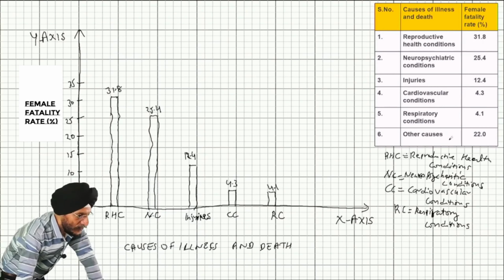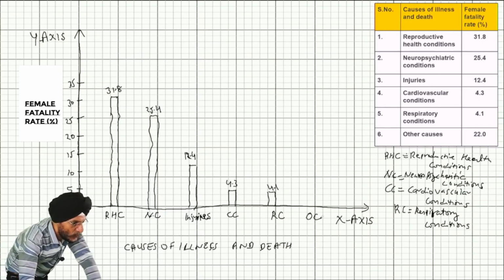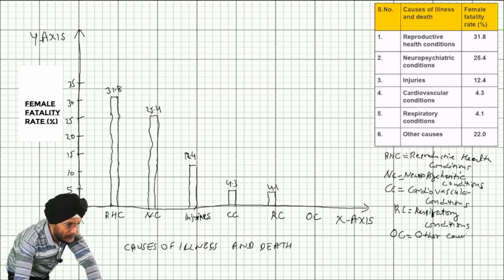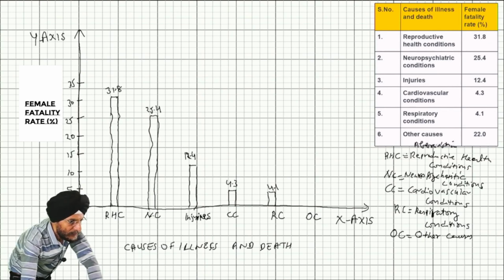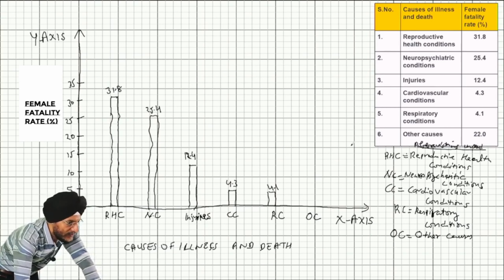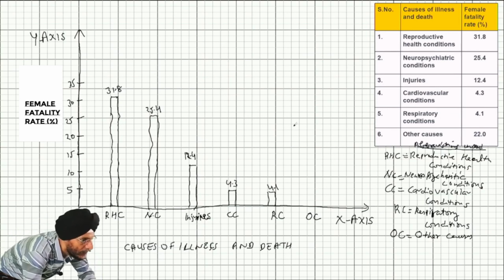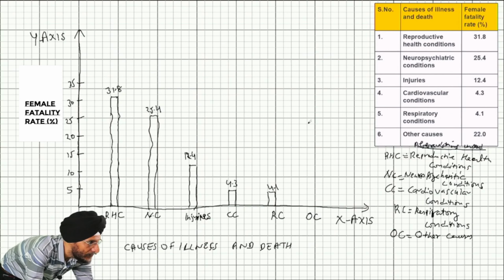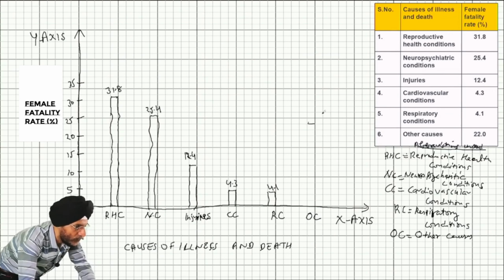Next is other causes. These are 22. Other causes you may mention as OC. We are taking the first word of all these causes. You may mention the abbreviations here. Now this is the other causes. This is 22. Can mention it here. 22.